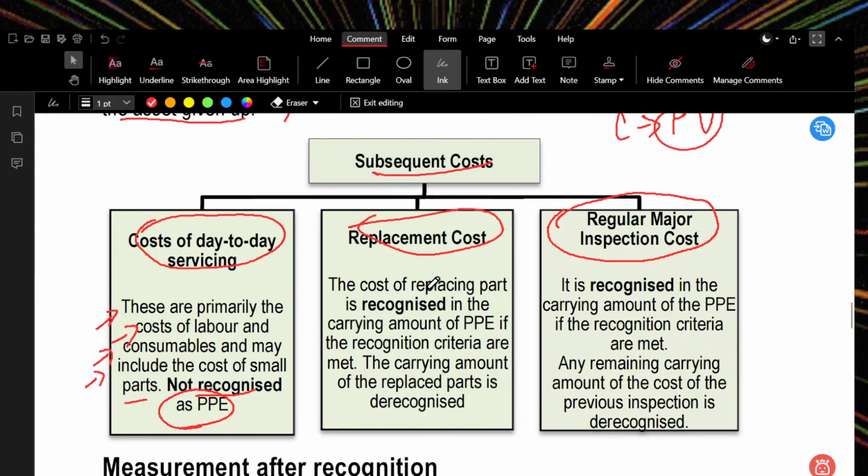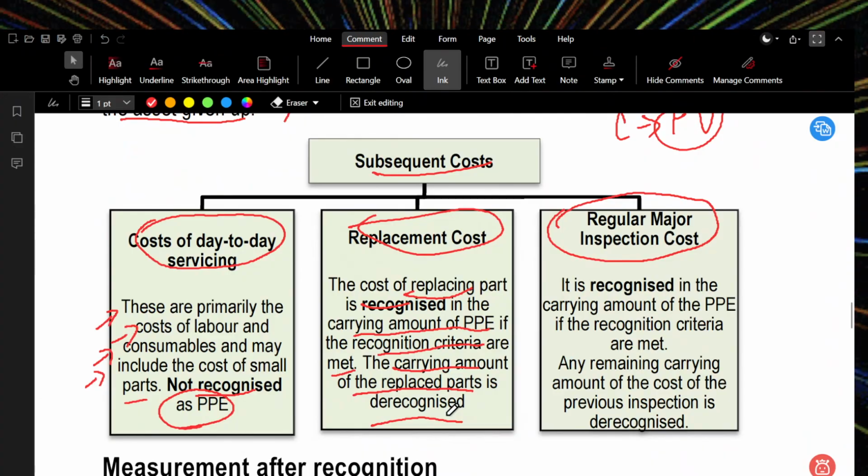The replacement cost: the cost of replacing a part is recognized in the carrying amount of PPE if the recognition criteria are met. The carrying amount of the replaced part is de-recognized. Now, sir, I have this part. That part is the motor of this machine. This motor has been damaged. I need to replace it.